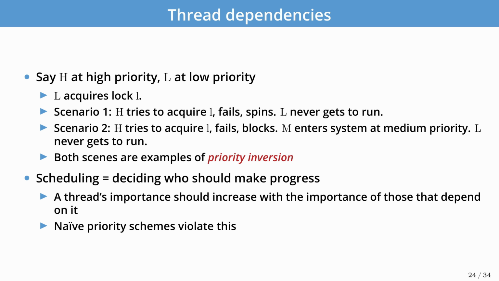So here, imagine that a low priority process acquires a lock, and then a high priority process tries to acquire the same lock. It fails and it's spinning, but it never lets the low priority process run.